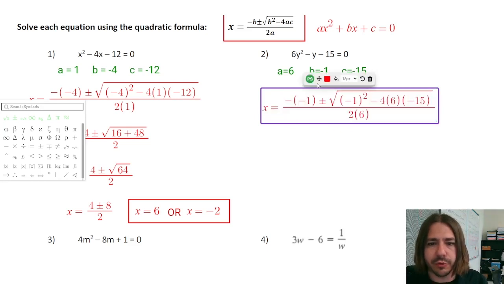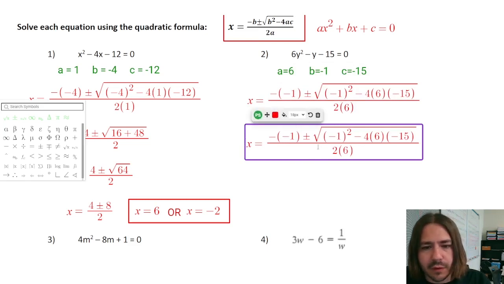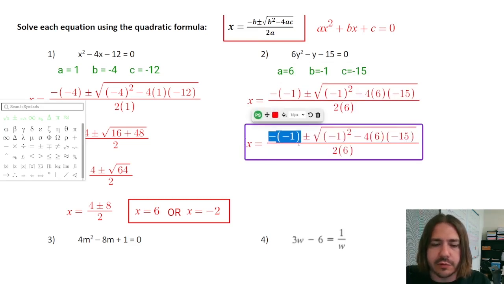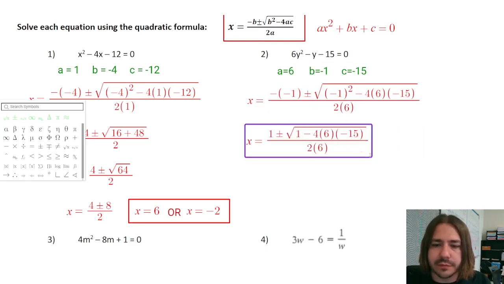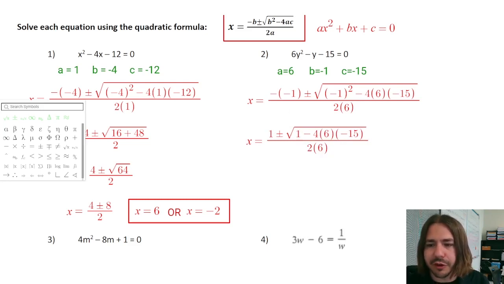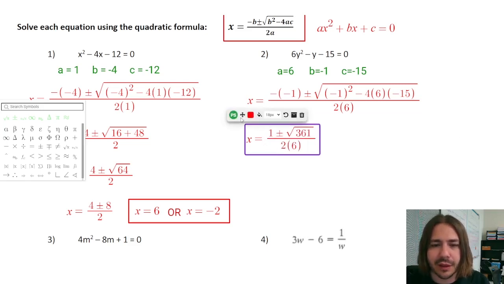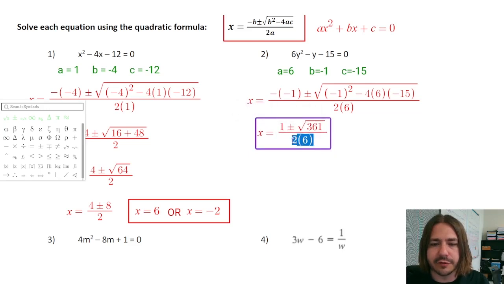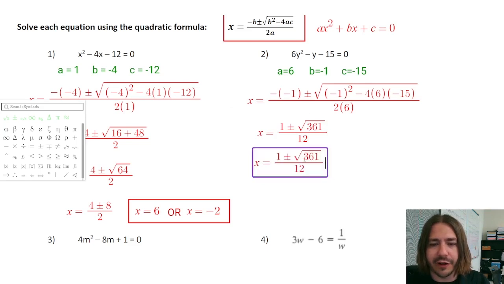Right, so now we want to go through and simplify everything. So we have -1 is +1. -1 squared, that's just 1. And we have 4 times 6 times negative 15. It's going to be 361. Double check that in the calculator, but I think that's right. And then we have 2 times 6, which is 12. So the square root of 361, if you don't have access to a calculator, you might just think your way through it, but I would definitely recommend using a calculator, and you're going to find that that's 19.